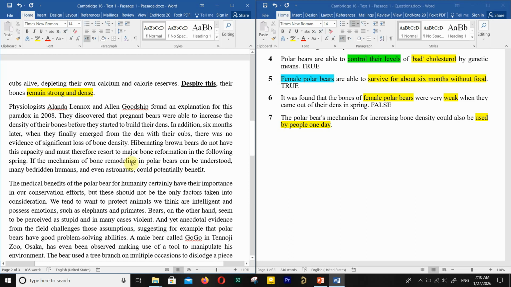If the mechanism of bone remodeling in polar bears can be understood, many bedridden humans and even astronauts could potentially benefit. So, this means that this increasing bone density could also be used by people one day. For people, they use bedridden humans and astronauts. So the answer for this question is, of course, true.